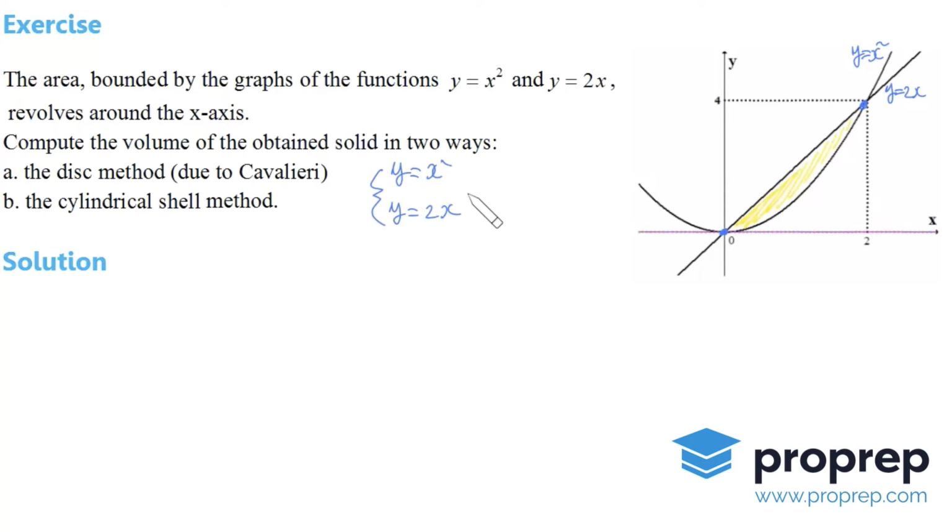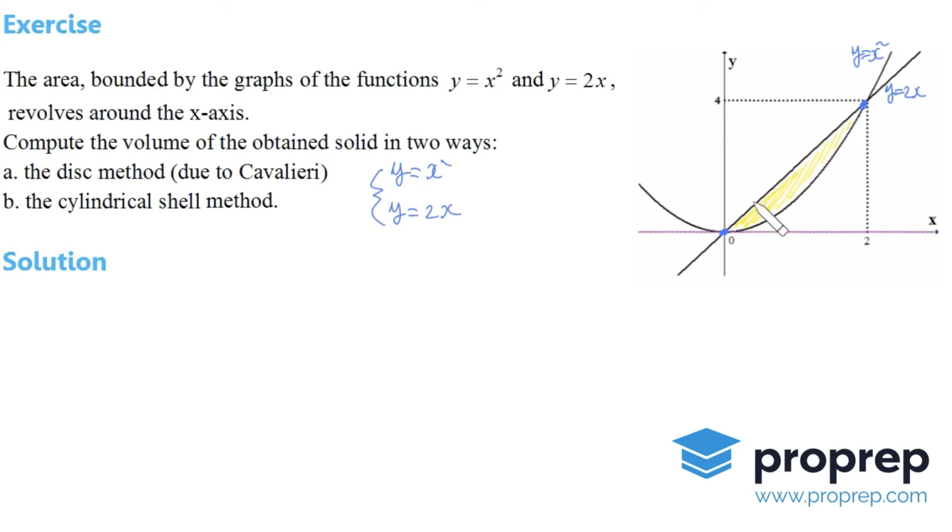This is too simple for me to go in any detail, but what we do is we equate x squared equals 2x, and then we get two solutions, x equals 0 and x equals 2, and each of them we can substitute into one of the two equations. Let's say the 0. It doesn't matter which one I substitute it in, I get y equals 0. And if I substitute x equals 2, I'll get 4 either here or here. So this is 2, 4. And the area bounded by them is the one that's been shaded in yellow.